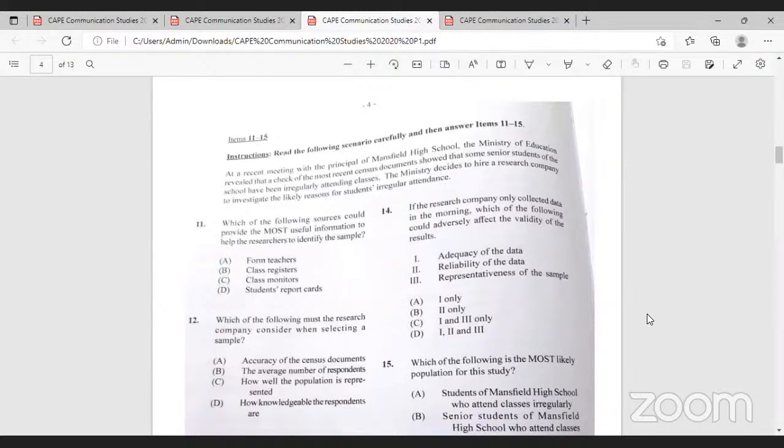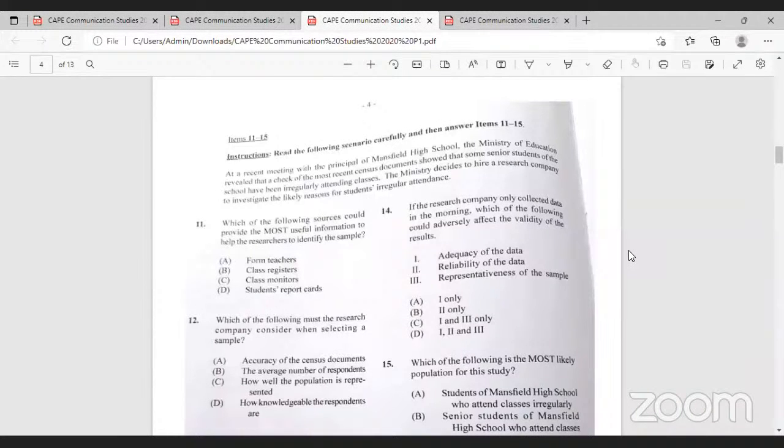So at a recent meeting with the principal of Mansfield High School, the Ministry of Education revealed that a check of the most recent census documents showed that some senior students of the school have been irregularly attending classes. The ministry decides to hire a research company to investigate the likely reasons for students' irregular attendance. Which of the following sources could provide the most useful information to help researchers identify the sample? Is it form teachers, class registers, class monitors, or student reports? Yeah, class register. Everybody on the same page.